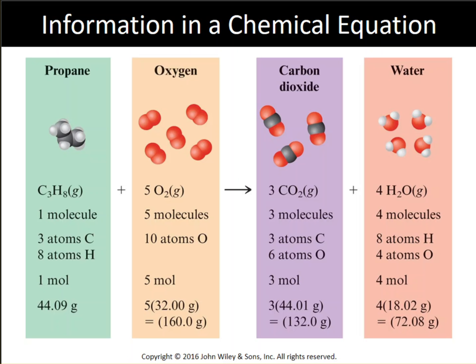What is also very important, and we're going to work on it in the next chapter, is looking at these balancing coefficients as molar ratios between the reactants and products. Looking at the balancing coefficients again, I can tell that 1 mole of propane reacts with 5 moles of oxygen, and from that reaction 3 moles of carbon dioxide and 4 moles of water would be produced. So this is going to be very, very important.